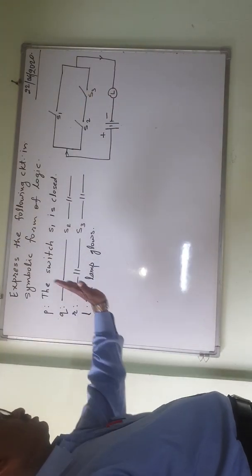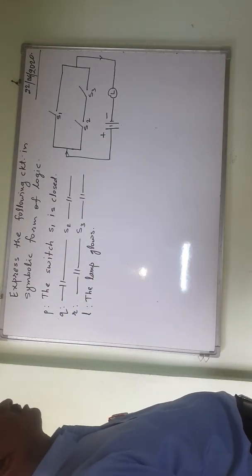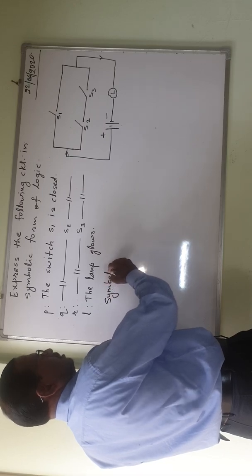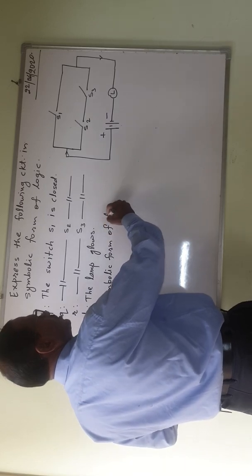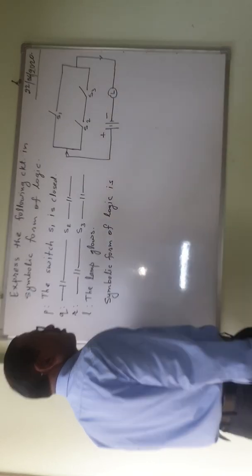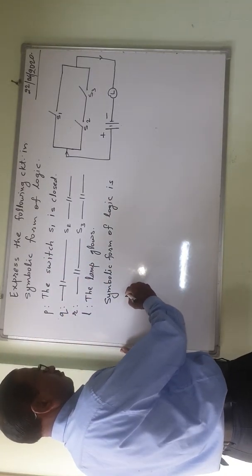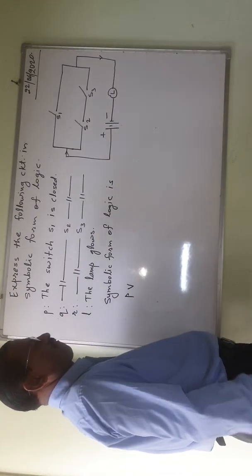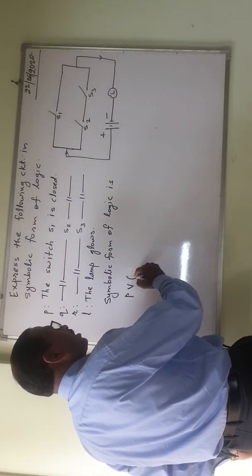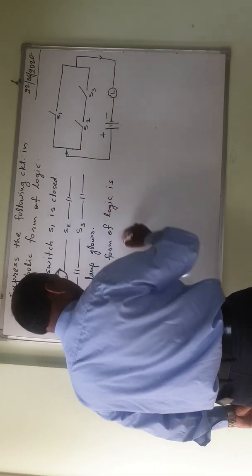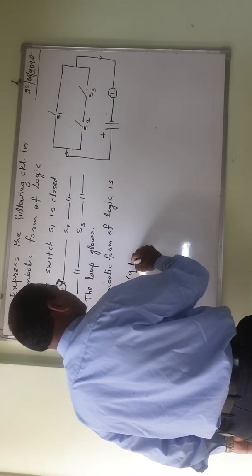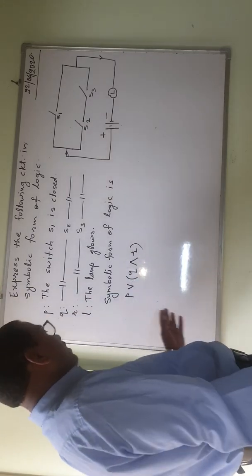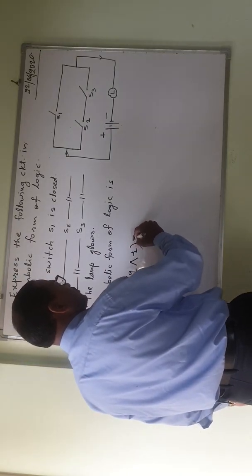Now the logical form of the circuit, or symbolic form of logic, is... what is the symbolic form? The first switch P, this is P. It is connected in parallel with the series combination of these two. So I will put a bracket. This will be Q. This is in series and that is R. If it is connected like this, what will happen? It is equivalent to the lamp L will glow.